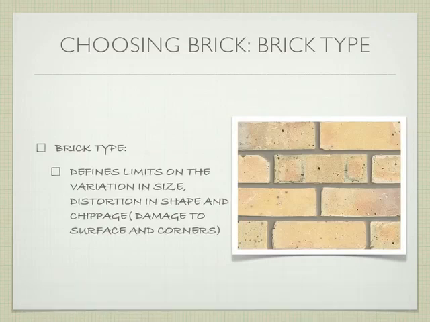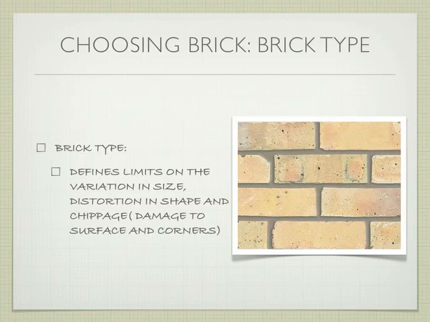Then we have brick type. Brick type defines limits on the variation from brick to brick. So it's variation in size, how much they change in size, how much distortion in the overall shape is acceptable, how much chippage, corners broken off, that kind of thing, is acceptable, and how much damage can be done to the corners.